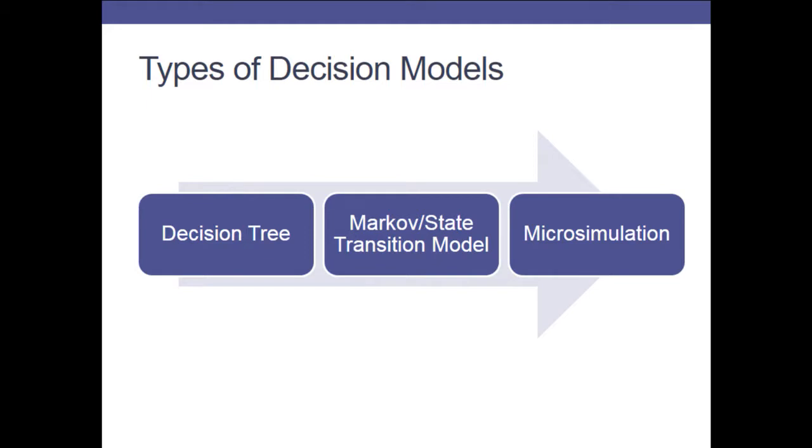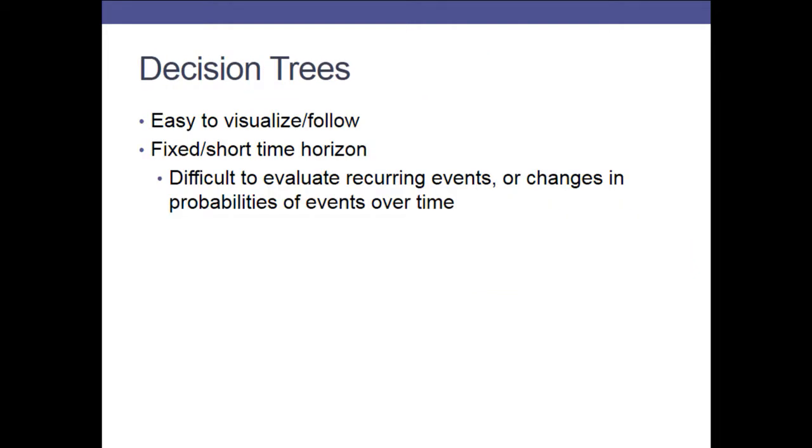And decision models come in various shapes and sizes and forms, but most of them can be roughly grouped into one of the three categories here, which are listed in order of increasing complexity. So we'll start with the first, which is the most basic model, which is a decision tree. And decision trees are appealing because they're very easy to visualize and to follow. The main drawback of them is that there's a relatively fixed or short time horizon, so it's hard to evaluate recurring events or any scenario where there are changes in probabilities over time.